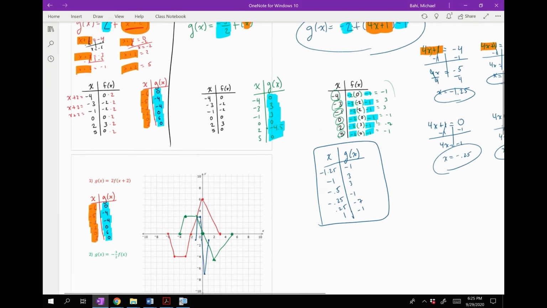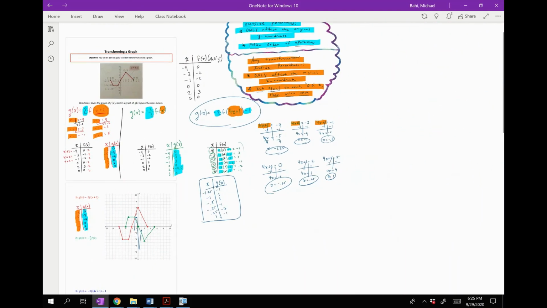So, in comparison to the original one, the one in green has this original one flipped over the x-axis because there's a negative right in front, and it's 1.5 times as tall.